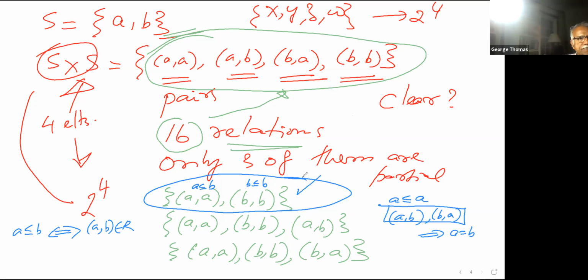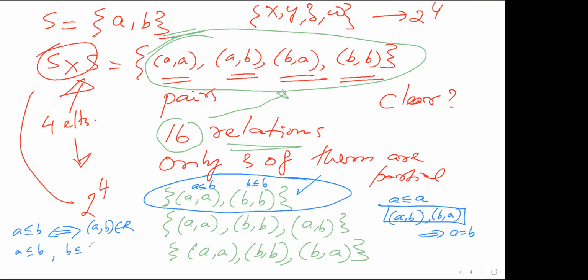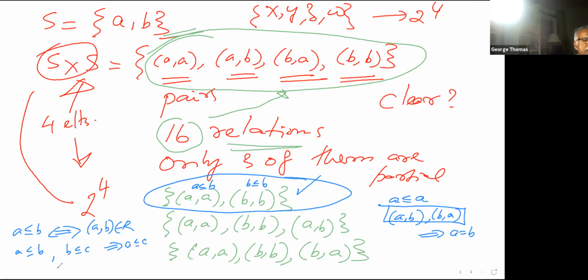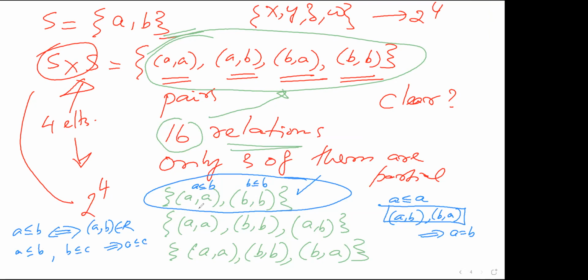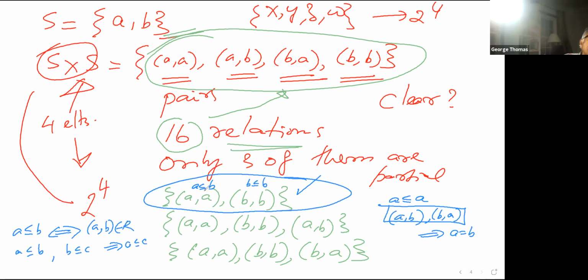And is it transitive? What is transitive? A less than or equal to B, B less than or equal to C implies A less than or equal to C. First of all, we don't have an A less than or equal to B, do we? We only have an A less than or equal to A, and we have a B less than or equal to B. We cannot connect them, so we don't have to do any work. It's transitive.